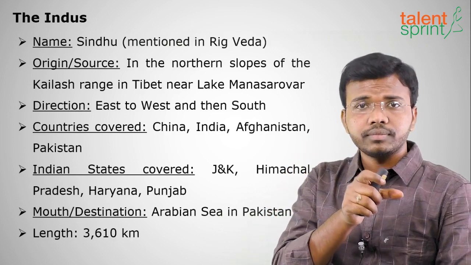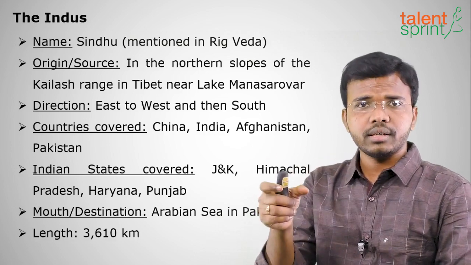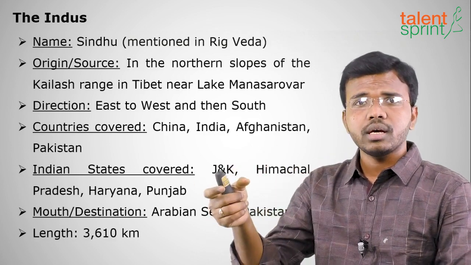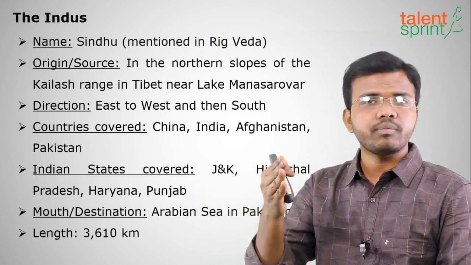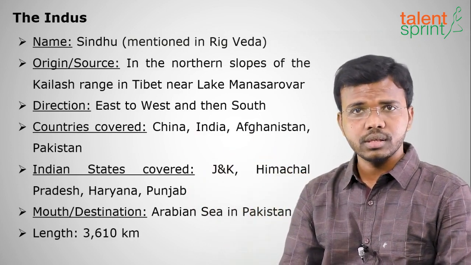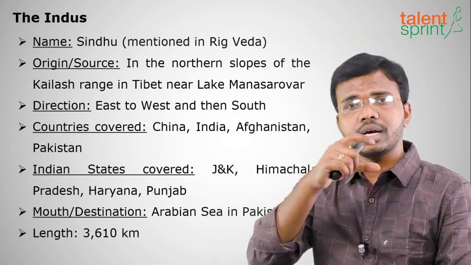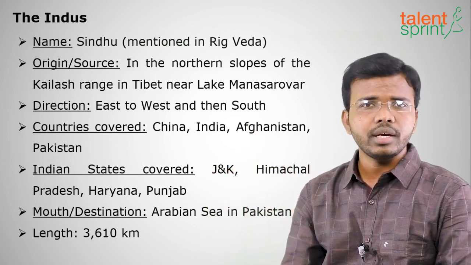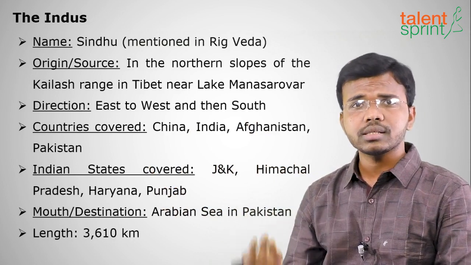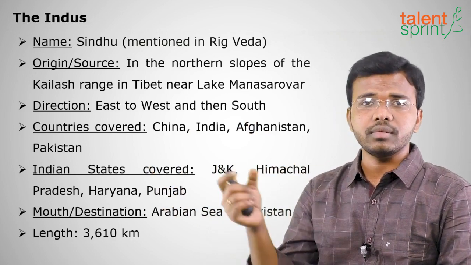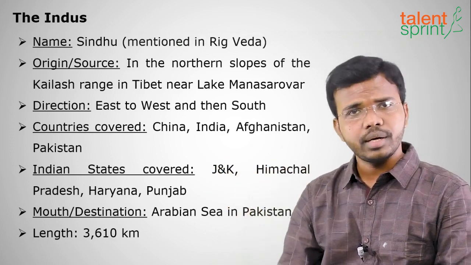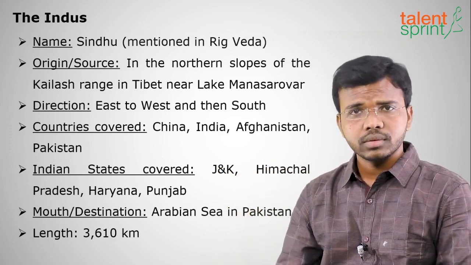Origin, countries covered, states covered. Next, mouth or destination, where it reaches. Then tributaries, left bank tributaries, right bank tributaries, any places of interest. If you take a table like this, it will be very useful and very easy to study. Instead of studying every river separately, take a diagram on separate pages for the different rivers.